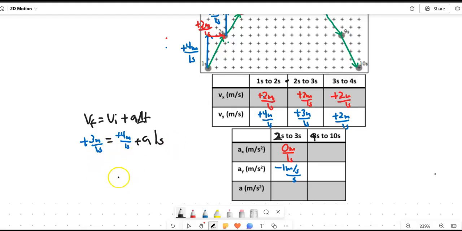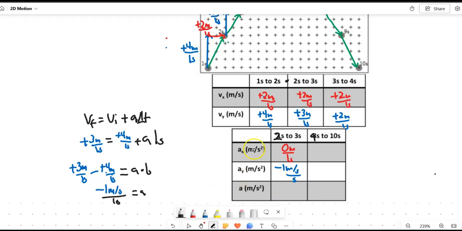Okay, now we need to subtract this guy onto the other side. So positive 3 meters per 1 second minus positive 4 meters per 1 second, and that's going to be equal to a times 1 second. So if you look, it's dropping by 1 meter per second, and then we divide both sides by that 1 second, and that's a. We get what we're looking at right here. Okay?